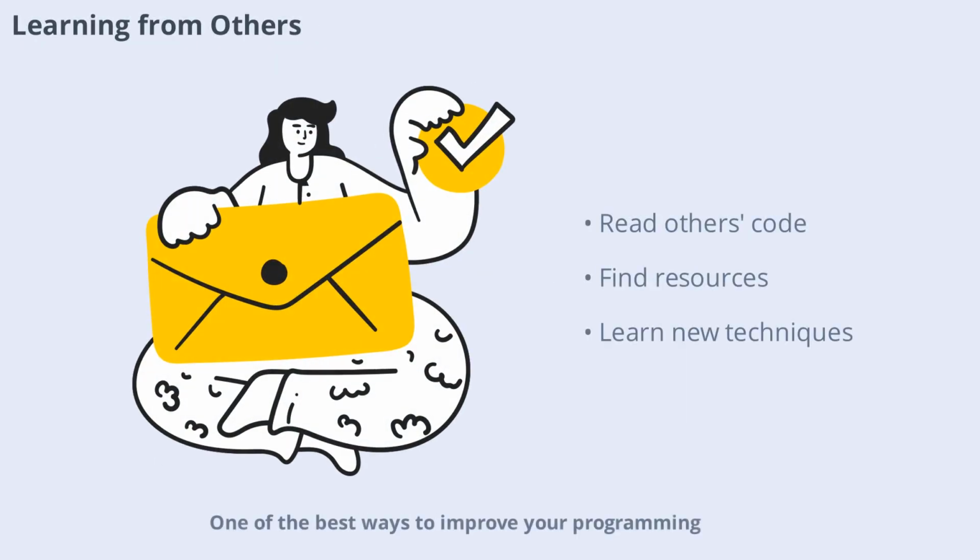One of the best ways to improve your programming skills is by reading and studying other people's code. You can learn new techniques, discover shortcuts, and see how experienced programmers solve problems. In this scene, we'll discuss the value of learning from others and how to find helpful resources online.